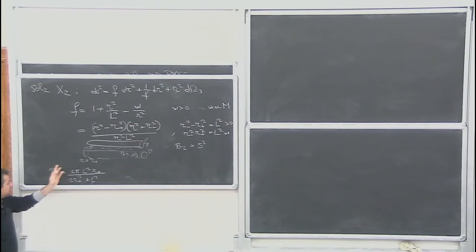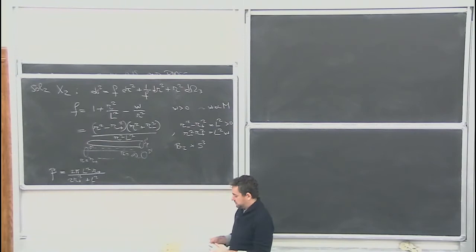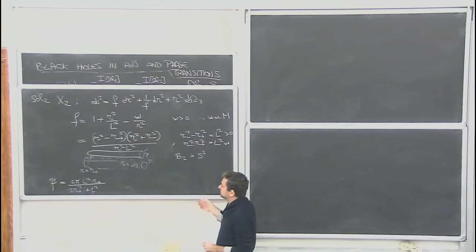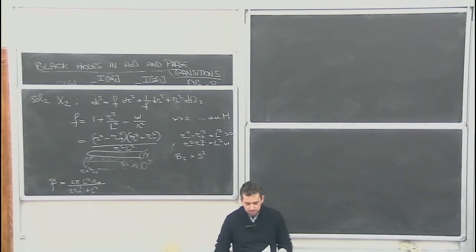And you can also see that now there is no problem of instability. If you compute the heat capacity, it turns out to be, sorry, not negative. So there are two possible kinds of black holes, and one of the two has positive heat capacity. And so there is no such problem with the thermodynamical instability.